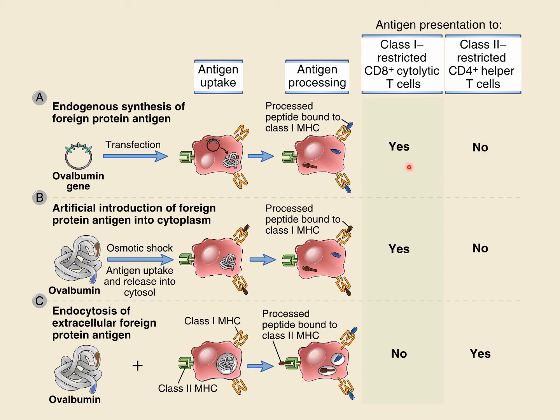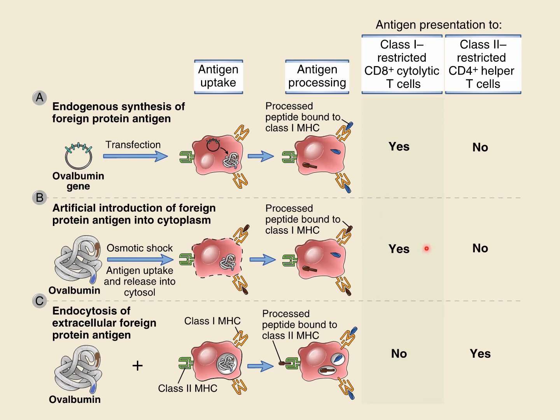So this is called CD8 MHC restriction. In the second case, you can see when we introduce an artificial foreign antigen directly into the cytoplasm, for example, we give an osmotic shock to a cell, and it results in uptake of ovalbumin, which is a protein, into the cell. So this is a direct uptake of a protein into the cytoplasm, and this protein within the cytoplasm will be digested and processed and displayed by class 1 molecule.